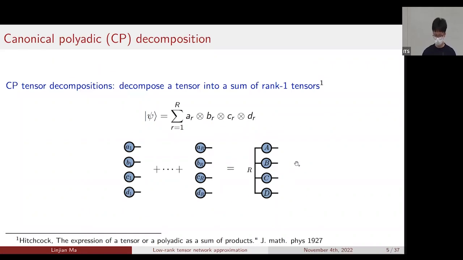Also, it has a property that applying, for example, swap gates, if we want to swap some indices, for example the ones adjacent to A and C, it will be very straightforward. While for MPS, maybe we need to do truncation and then SVD. So this simplifies some of the operations.